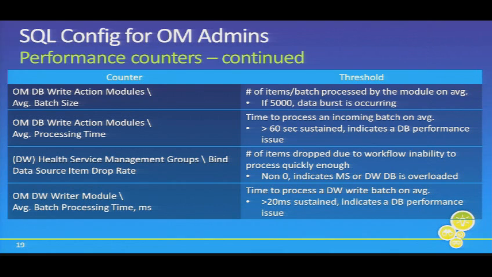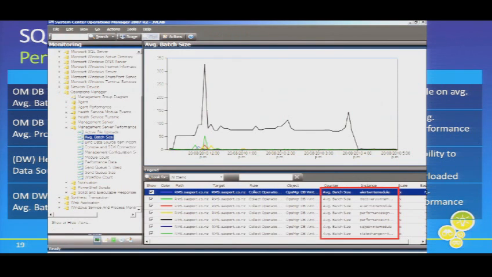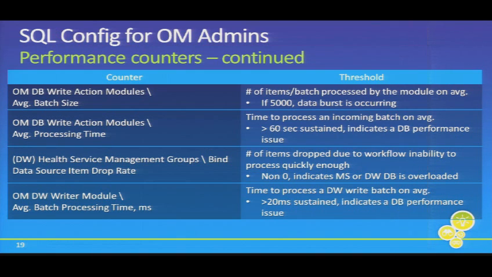All right. A few more performance counters. These ones we're actually pulling from Ops Manager itself. So the write action module is average batch size, processing time. You want to have a look at a few thresholds here. If it's above 5,000, you've got a data burst occurring. I think we have a screenshot on that. No, average batch size. So a few more counters there. Yeah, there's average batch size. We weren't even pushing it. To have running, to see what's going on in the box.